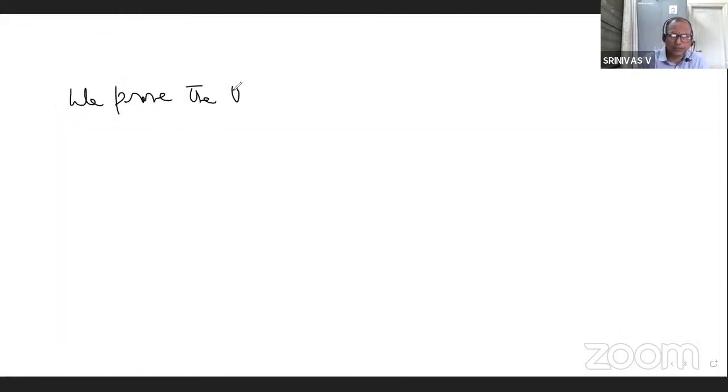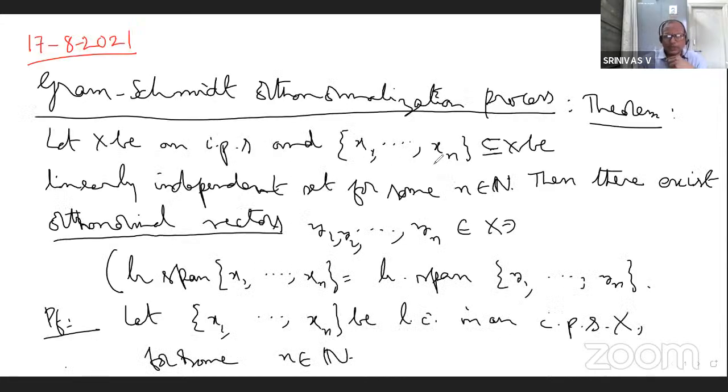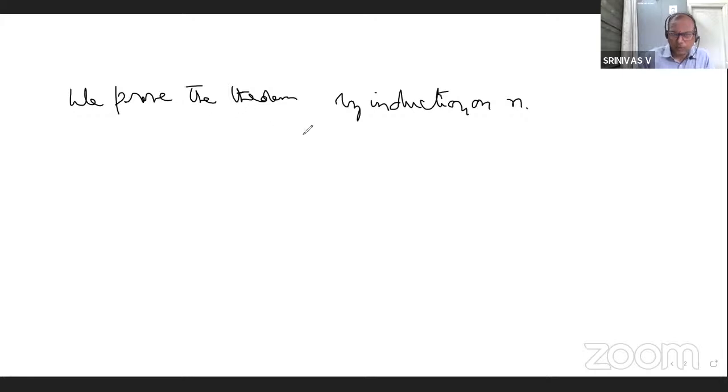We'll prove the theorem by mathematical induction. Okay. Induction on n. First, we'll prove the theorem for n equal to 1, and then we assume it for n up to n minus 1, and we'll prove it for n. Okay, that's how you apply mathematical induction. So we'll prove the theorem by induction on n.